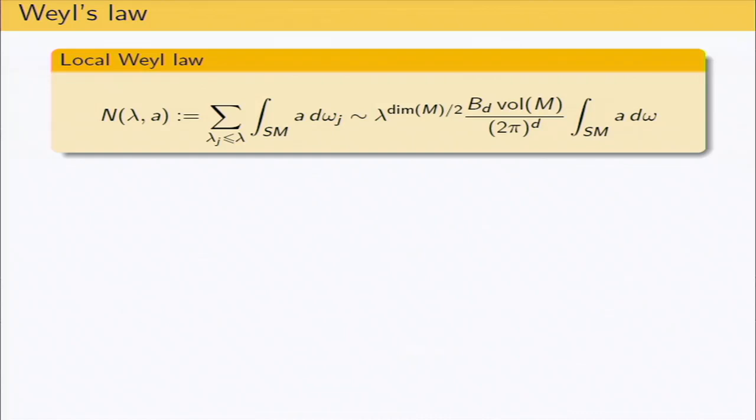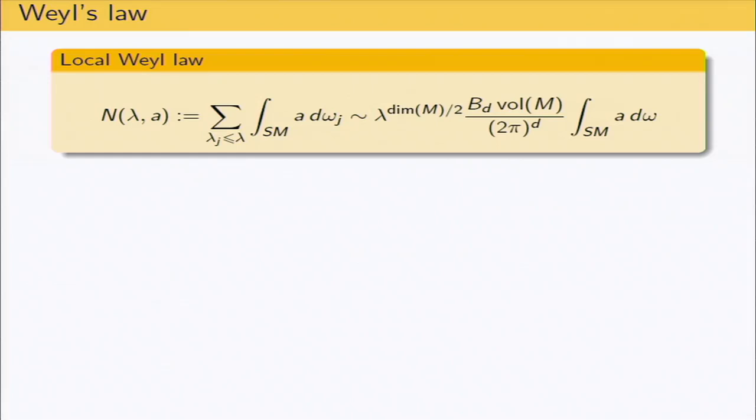So Weyl's law says that if you sum up these Wigner measures up to some Laplace eigenvalue bound lambda, then this sum satisfies an asymptotic formula, namely it is asymptotic to lambda to the d over 2 times a constant. The constant has an absolute part, B_d standing for the volume of the d-dimensional unit ball, then the volume of M scaled down by 2 pi to the d, and then it's multiplied by the space average of the symbol or classical observable A. So N(lambda, A) is asymptotic to this quantity.